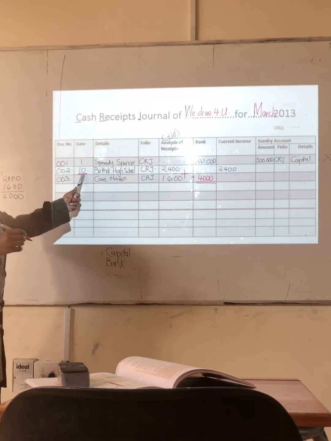Who are we receiving money from? We received cash from Mandla's Training Center. How much are we receiving? And why are we receiving money? We are receiving 1,400, and we are receiving this money because they require us to transport students to a soccer game. So we are offering our services. Okay? Money, folio, CRJ. Receipt, how much was received by the business in the till? 1,400.